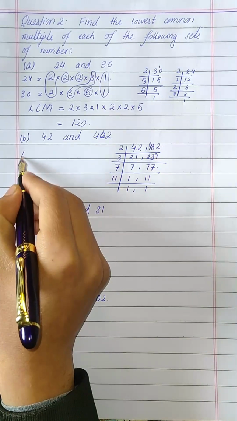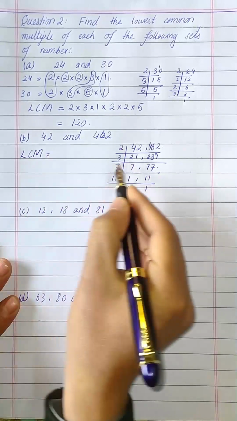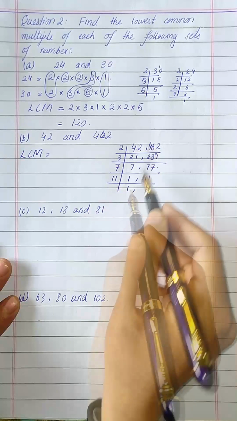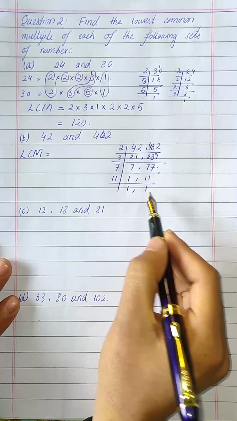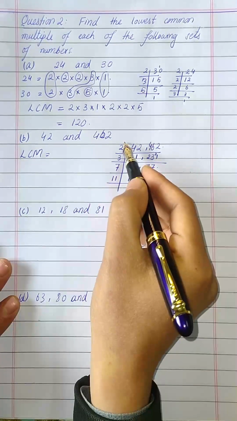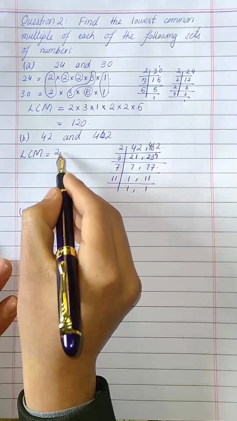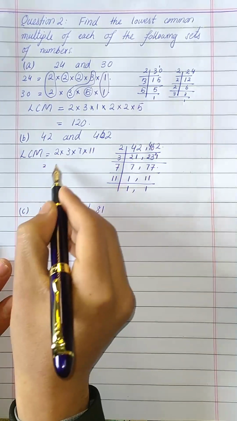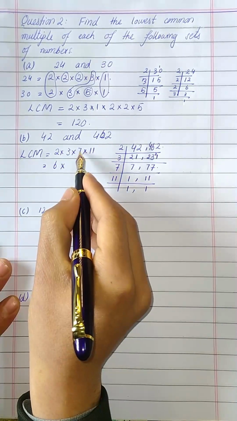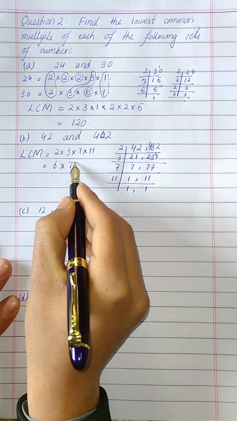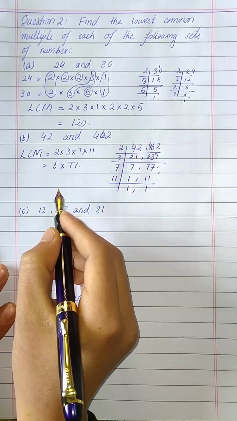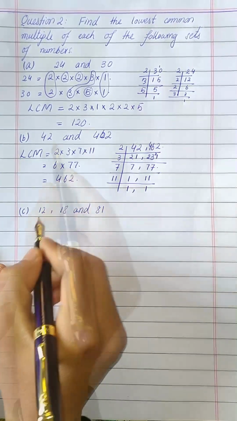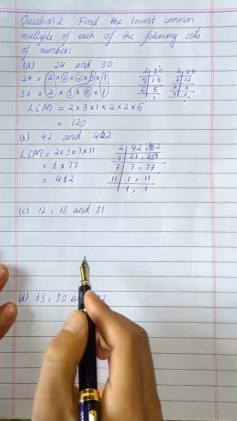And then for LCM we just have to multiply these values. For finding LCM we divide these two values until we get 1 and 1 in the last, and then we multiply the divisors. So 2 times 3 times 7 times 11. 2 times 3 is 6, and 7 times 11 is 77. So 6 times 77 is 462 itself, which is the least common multiple of these two values.